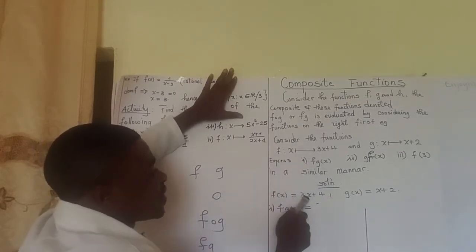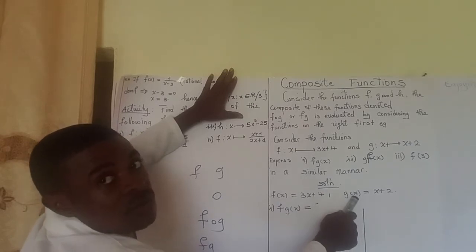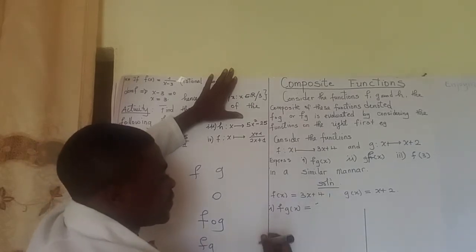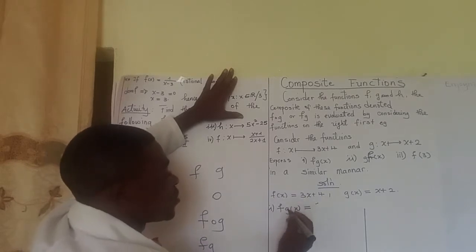Just transform it by writing f of x equals 3x plus 4. G of x will be x plus 2. Okay. Now we start solving. First question, we have to find f of g of x. How do I do this? Recall I said the function on the right comes first.